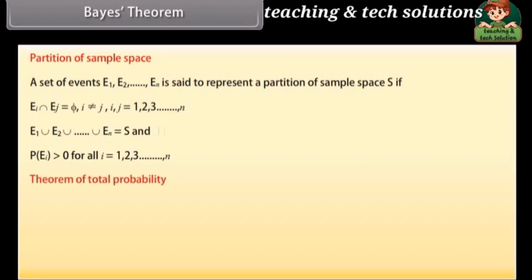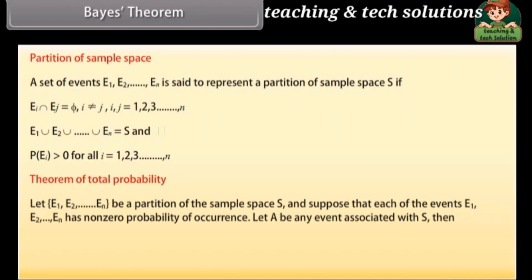Theorem of total probability. Let E1, E2 up to En be a partition of the sample space S, and suppose that each of the events E1, E2 up to En has non-zero probability of occurrence. Let A be any event associated with S. Then, the probability of event A is equal to the summation from j equal to 1 to n of the probability of event Ej into the conditional probability of A when Ej is given.